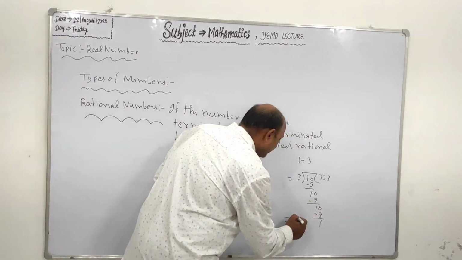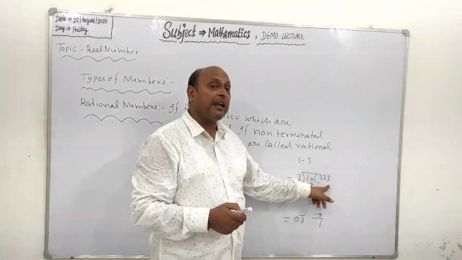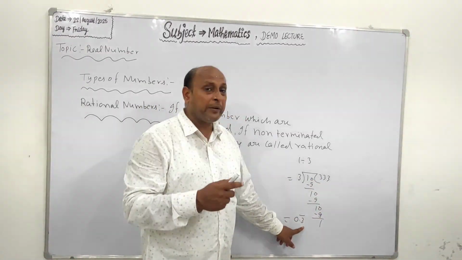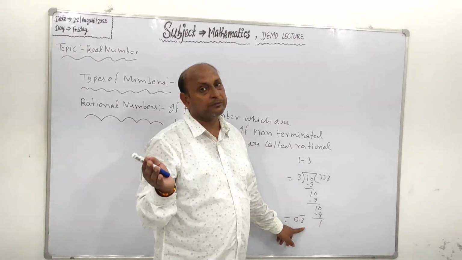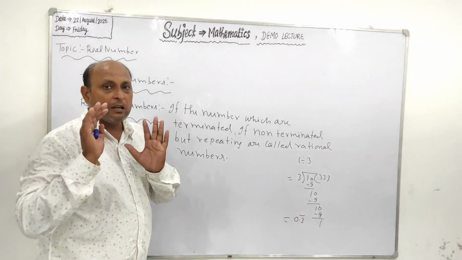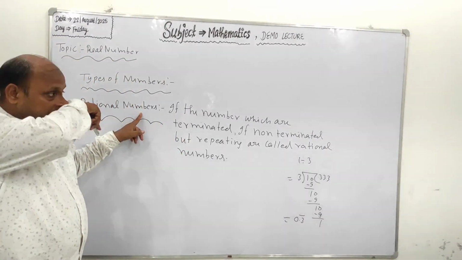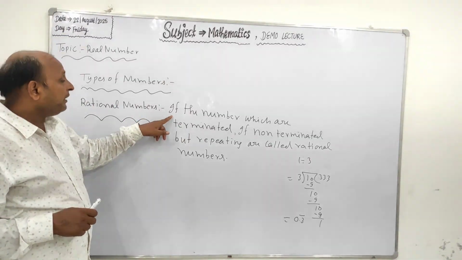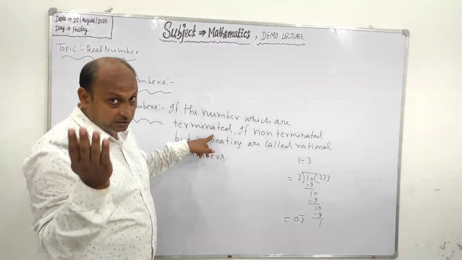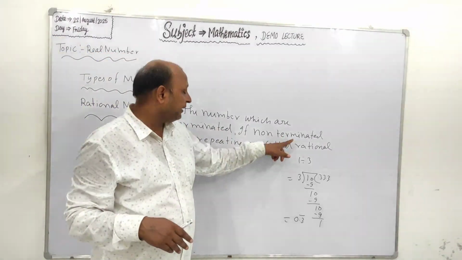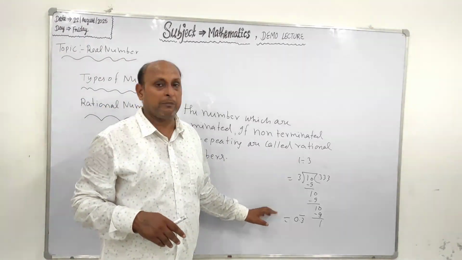Here you can see that 0.3 bar. Bar means here 3 is repeated again and again. So all repeated numbers are also called rational numbers. I think now you understood rational numbers. Again, if the numbers which are terminated are called rational numbers, if non-terminated but repeated are also called rational numbers.